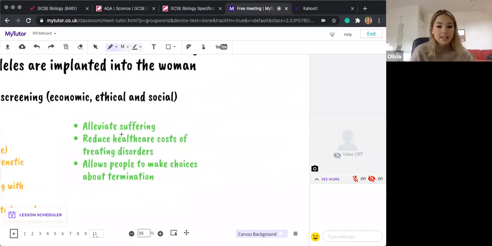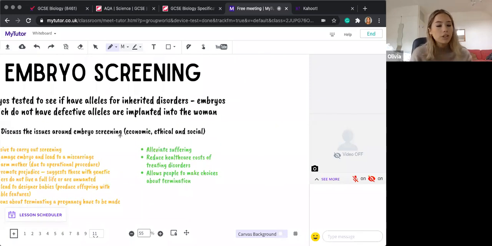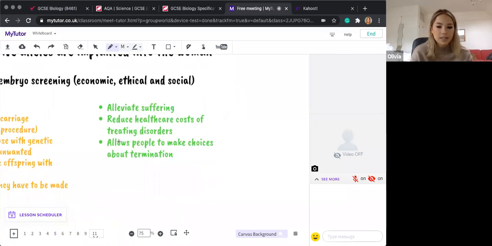However, the good thing is that it's going to alleviate suffering. If we're stopping someone having something like cystic fibrosis, then that's a good thing. And that also reduces the healthcare costs associated with treating the disorder. So it's sort of a balance between, well, yes, it costs to do embryo screening, but if it's going to save the NHS money in treating those disorders in the long term, then is that a good thing? And it gives people the choices to make these decisions.